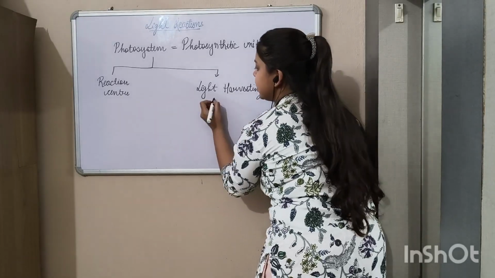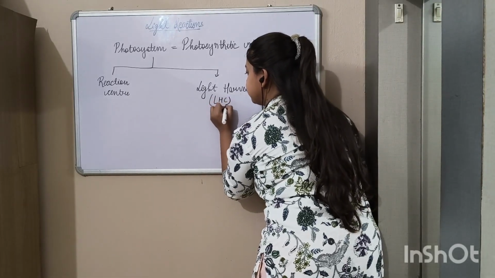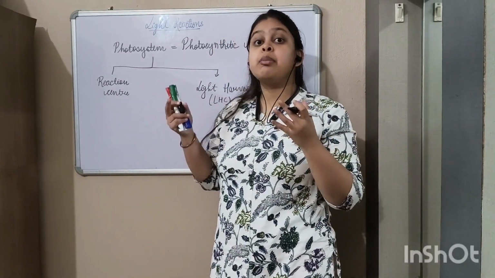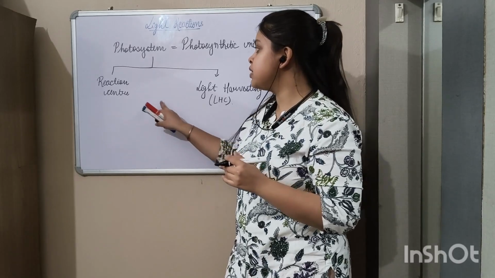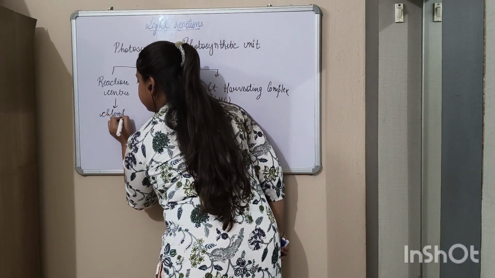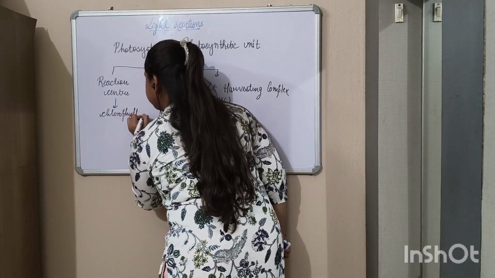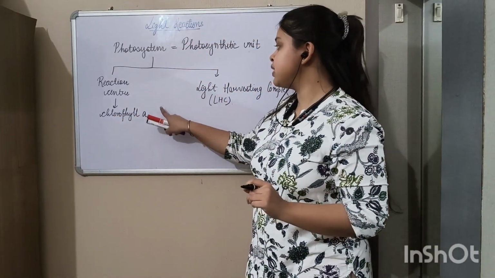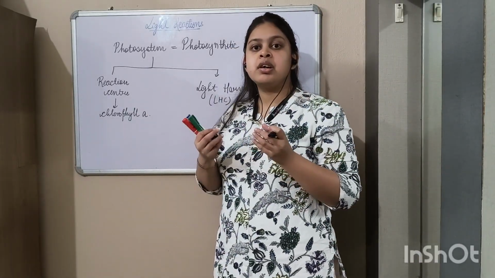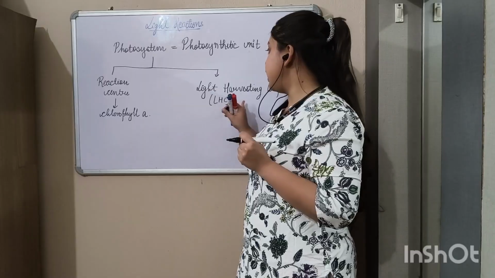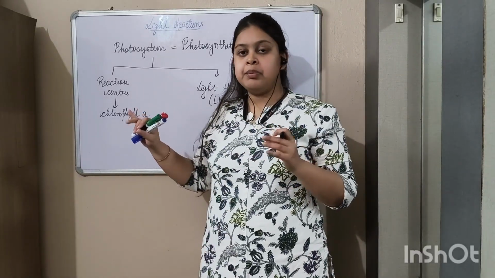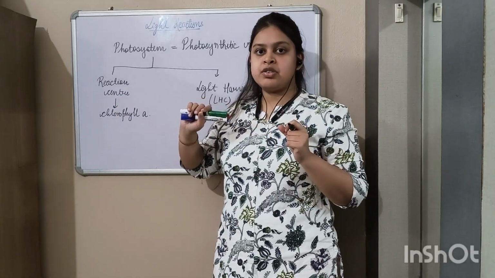In short, we call it the LHC. The light harvesting complex is basically hundreds of pigments that are bound to proteins. The reaction center is basically a chlorophyll A molecule. Both the reaction center and the light harvesting complex receive the light energy. The light harvesting complex receives the light energy and transfers it to the reaction center to increase the efficiency of the reaction center.